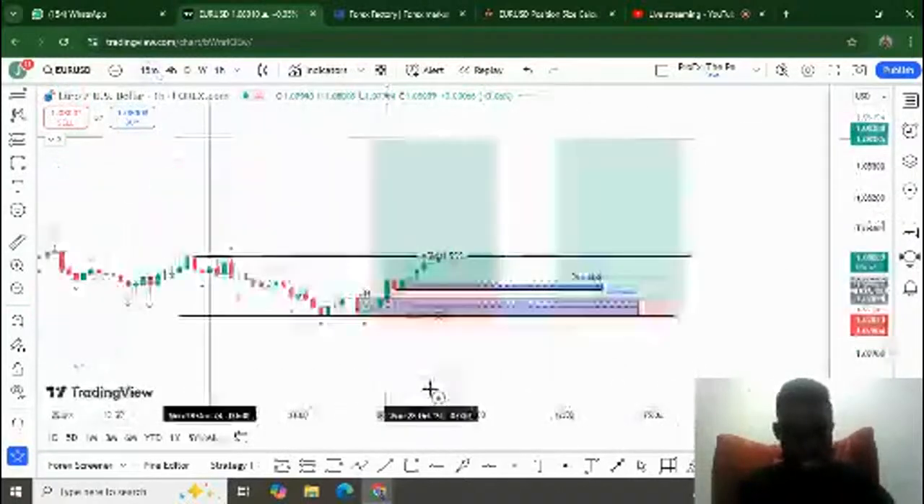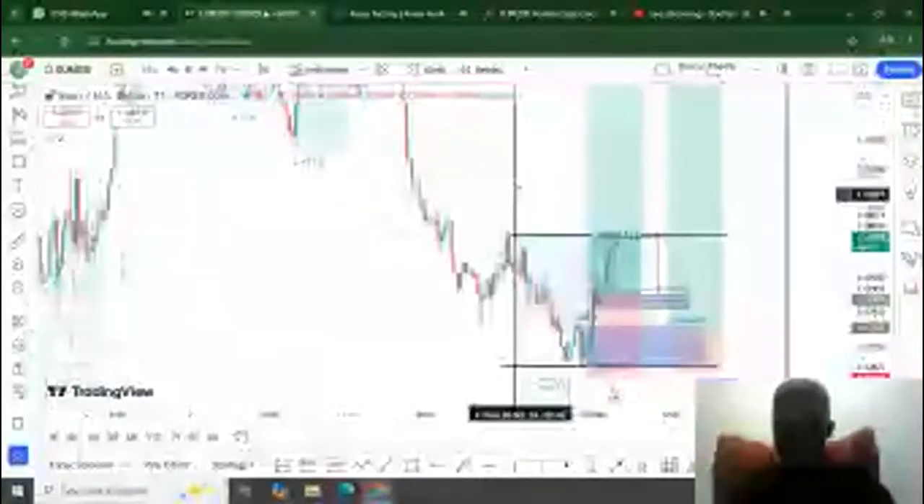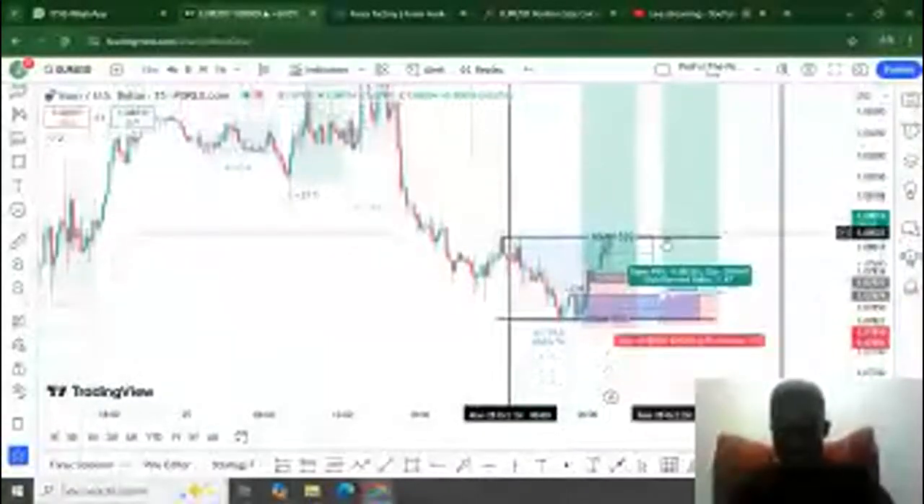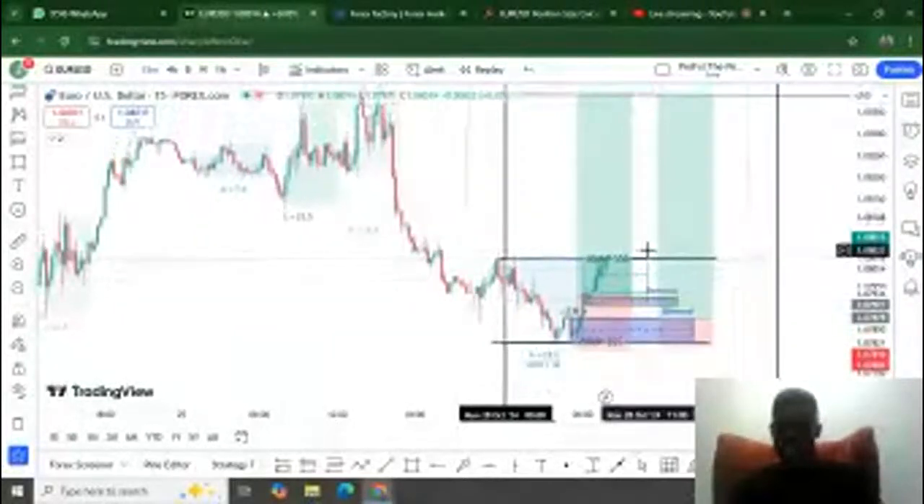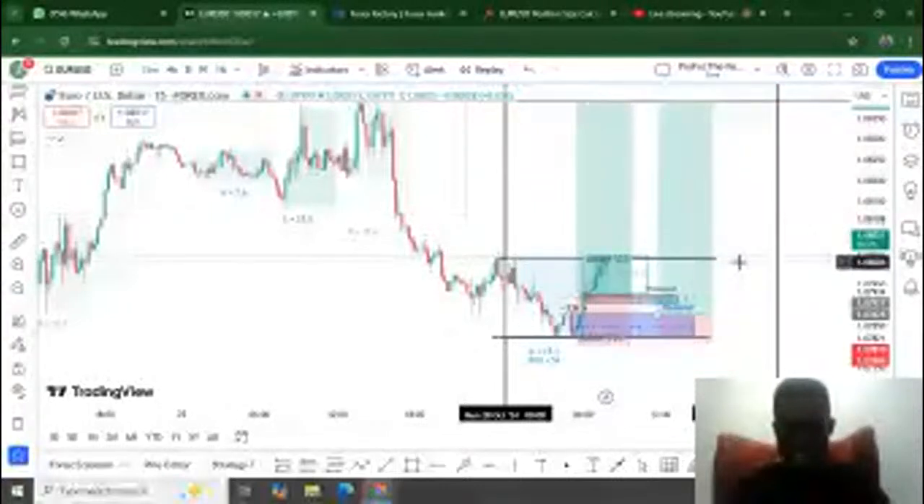Currently, this is the current structure. We want price to retrace, and if it does not retrace, let it go. Let it keep on buying. There's no place to enter here now. It's not safe to enter now.